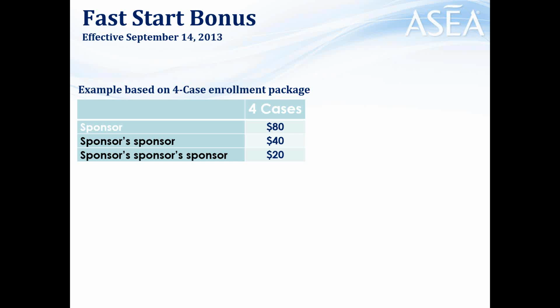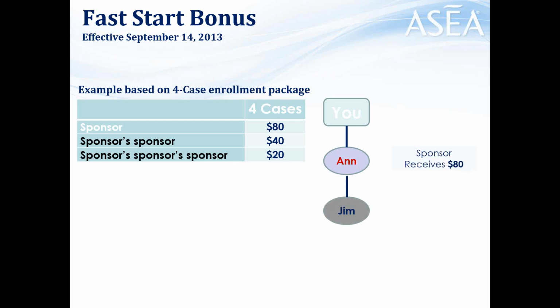For my example here, I'm going to use the 4 case enrollment package. This is our most popular enrollment package. It's the one that the majority of people will purchase when they enroll because of the cost savings. It's the lowest break where you get that cost savings, kind of like buying 3, getting 1 case for free. So this is you. And if you enrolled Ann and Ann got her 4 case enrollment package, you would make $20 per case. So that's 20 times 4, which is $80. That's your Fast Start bonus.